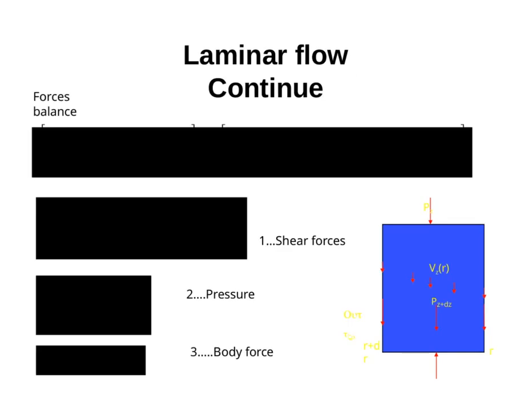Here, we're looking at the forces in play within a fluid flow, specifically laminar flow. We see three main forces: shear forces, pressure, and body force. These forces must balance each other for the flow to remain steady and smooth. When they do, the fluid moves in orderly layers without mixing, which is what we call laminar flow. Understanding this balance helps us predict how fluids behave under different conditions. Let's keep this in mind as we move forward.